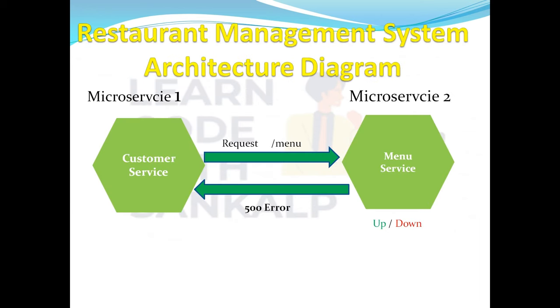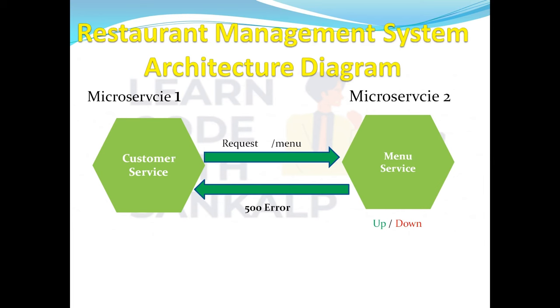Secondly, we are creating a restaurant management system in our tutorial. This is the architectural diagram. Consider that we have two microservices: firstly the customer microservice, and second the menu microservice. The customer microservice calls the menu microservice remotely. The customer requests the menu card, asking for the items available in our restaurant. If the menu microservice is up, it is the happy path, and it gives the menu JSON data. If the menu microservice is down, what will happen?